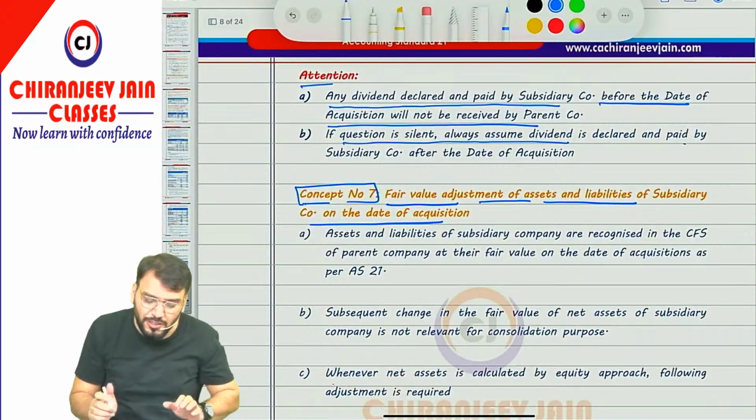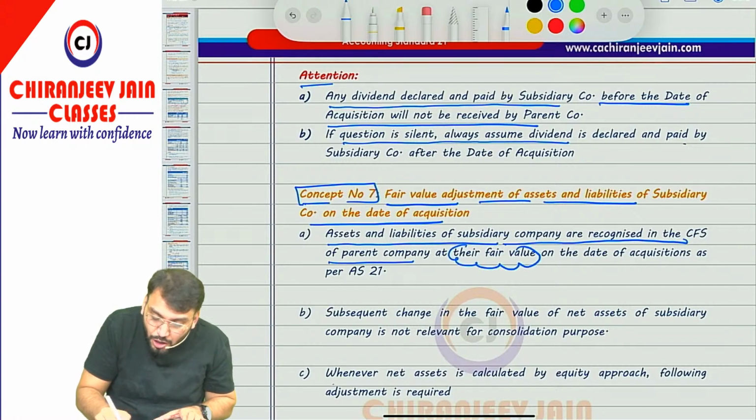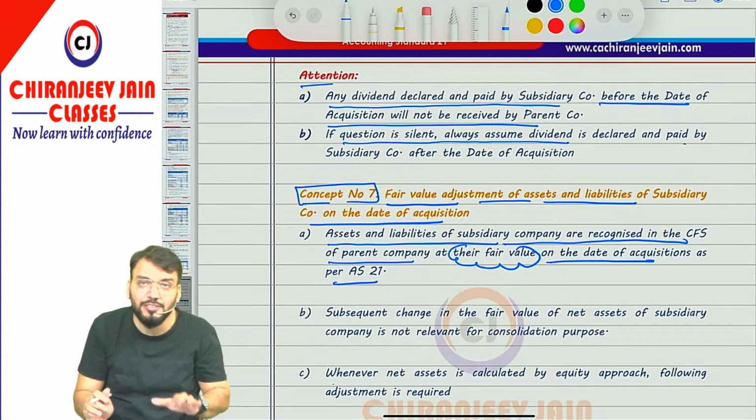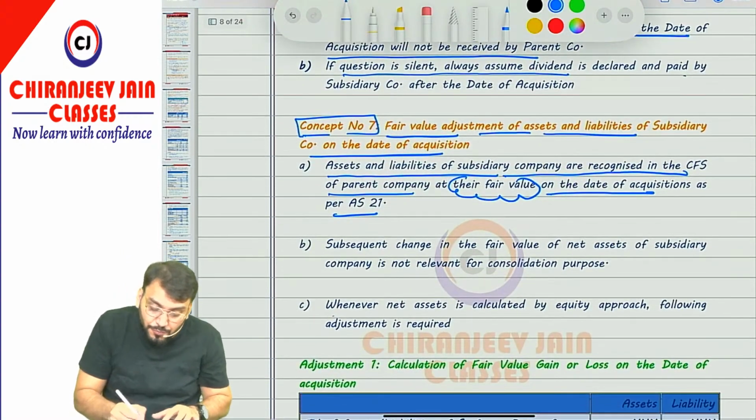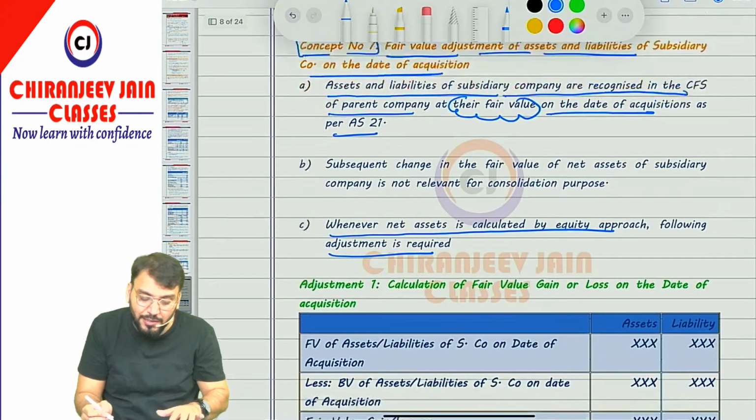Let us now summarize. Assets and liabilities of a subsidiary company are recognized in the CFS of the parent company at their fair value on the date of acquisition as per AS 21. Have you understood this point? Whenever net asset is calculated by the equity approach, the following adjustments are required.